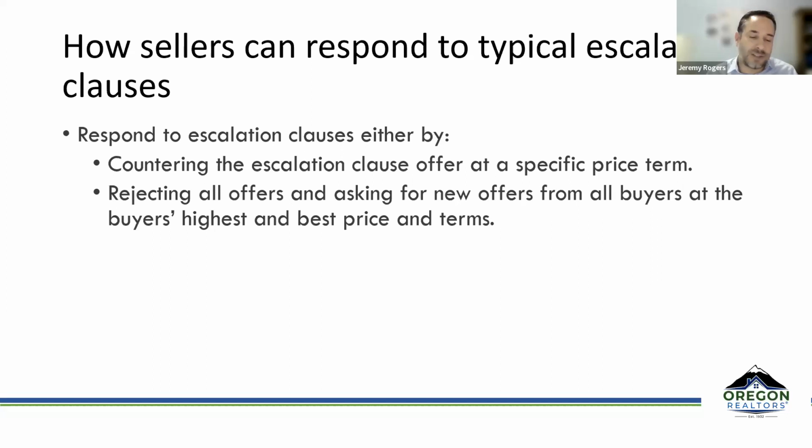Okay, if a buyer sends you an offer saying, hey, I'm offering $600,000, but I'm willing to escalate $1,000 above the highest offer up to $630,000, the buyer has now communicated they're willing to pay up to $630,000 for the house. One option you have as a seller would be to counter the buyer at $630,000. Okay. Now, is there some risk there?